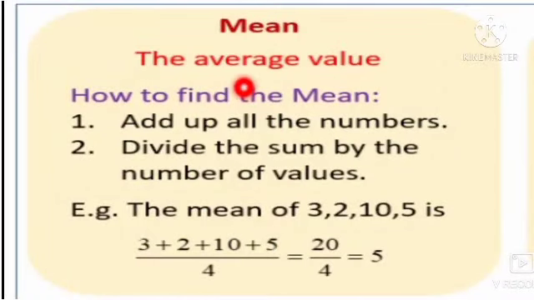Mean, the average value. How to find the mean? First, add up all the numbers. As our second step, divide the sum by the number of values. For example, the mean of 3, 2, 10, 5: first you have to add up all the numbers 3, 2, 10, 5 and then divide the sum by the number of values.